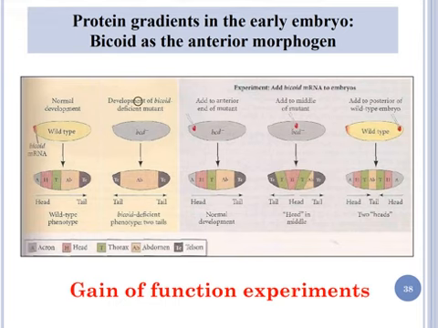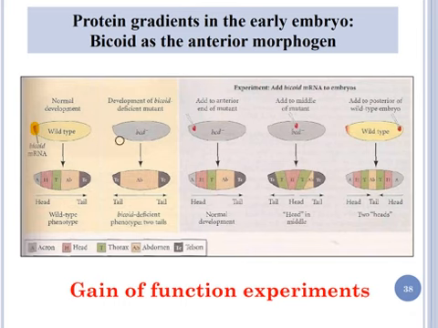So here I'm showing you experiments about bicoid and its role in the determination of the anterior compartments. For example, here we have a wild-type embryo. Bicoid messenger RNA is expressed in the anterior part of this embryo, and this will determine the head in this compartment, and we get a wild-type phenotype with a head and a tail. This is a normal development.